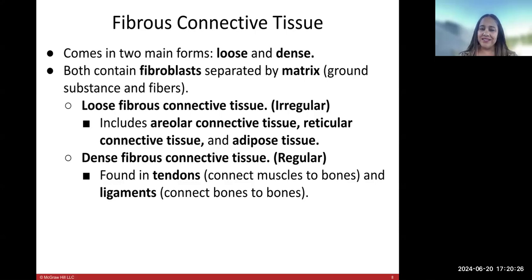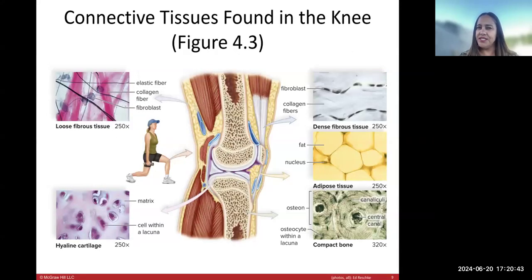And then there is dense fibrous connective tissue, sometimes called regular connective tissue. These are found in tendons and ligaments. Tendons connect muscles to bones, and ligaments connect bones to other bones. So here's just an example of the various connective tissues found in just our knee joint. There's loose fibrous tissue, there's hyaline cartilage, dense fibrous, adipose, and compact bone, just in that one small area of our bodies.